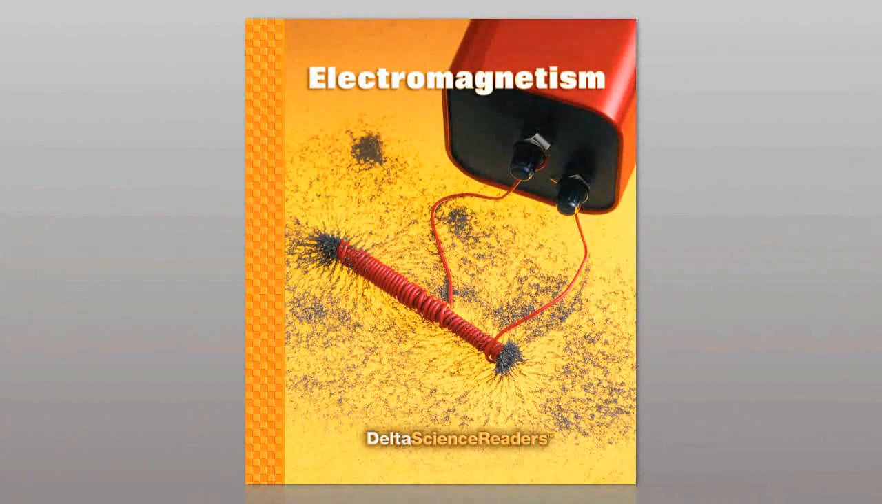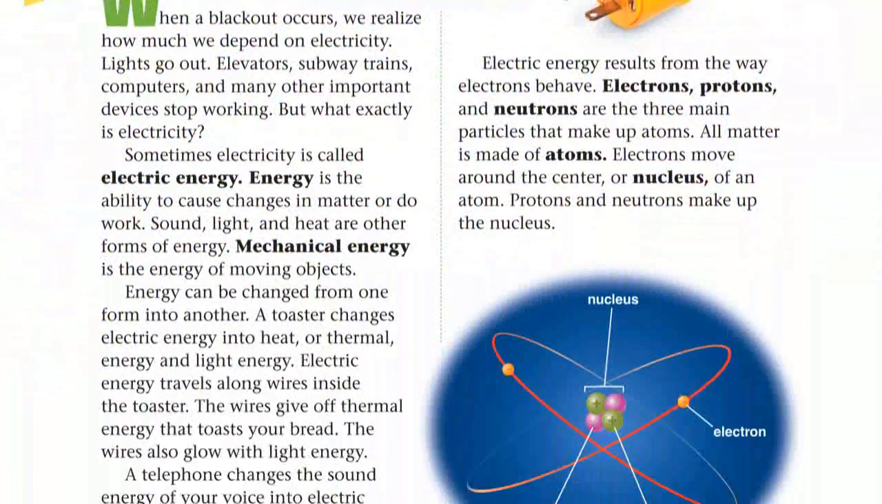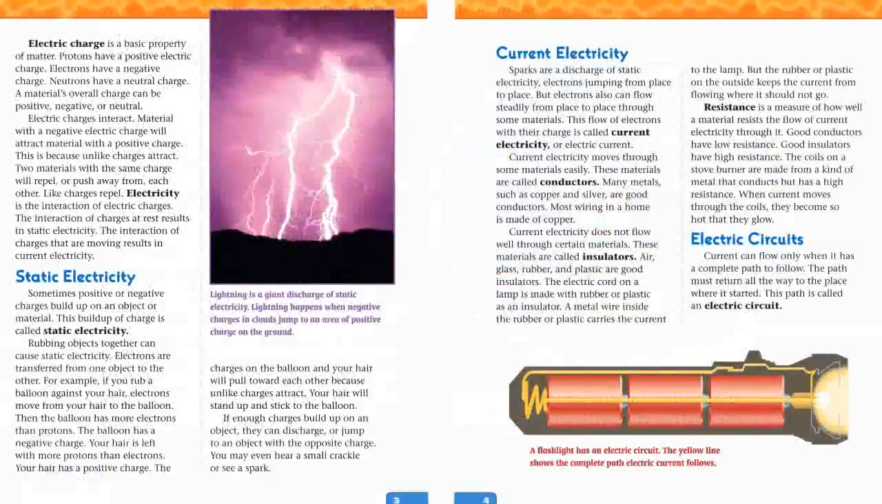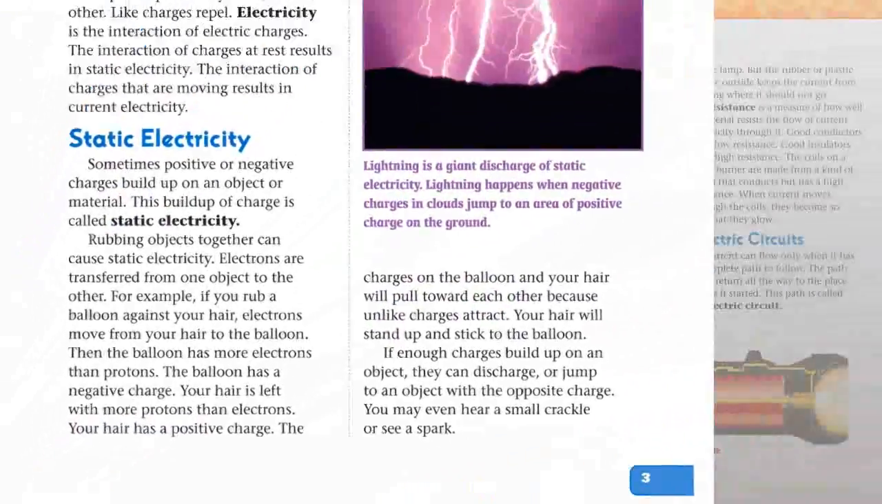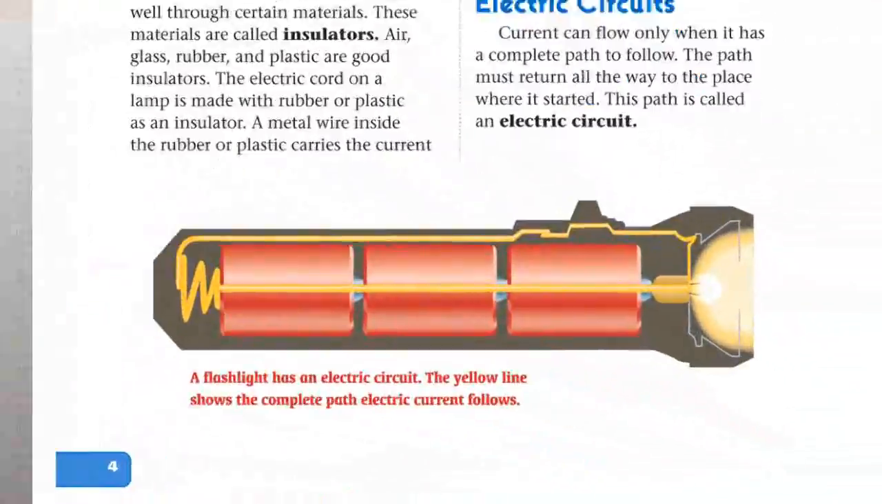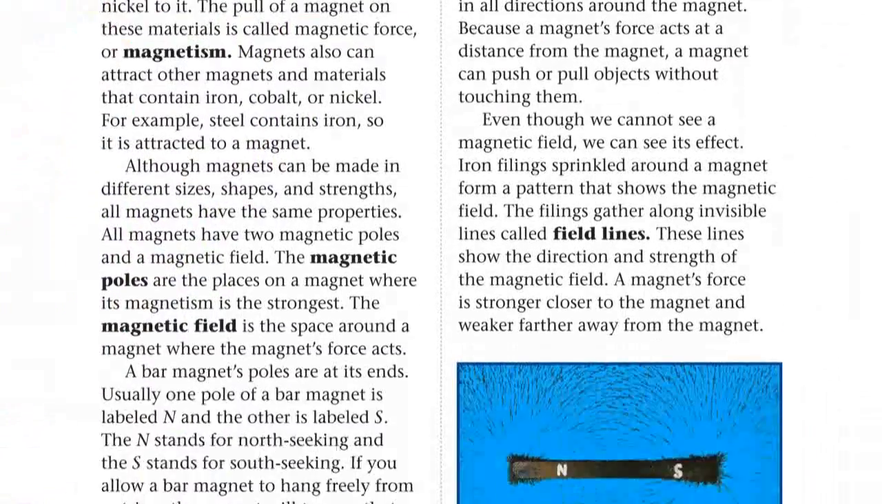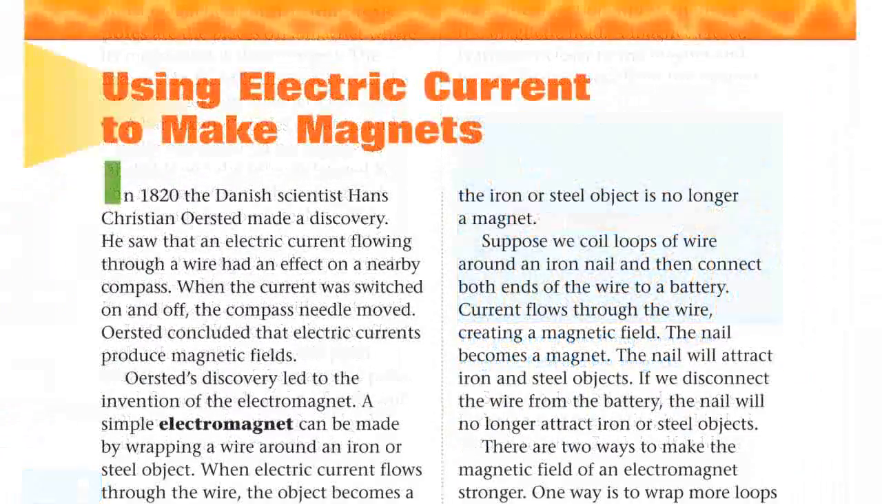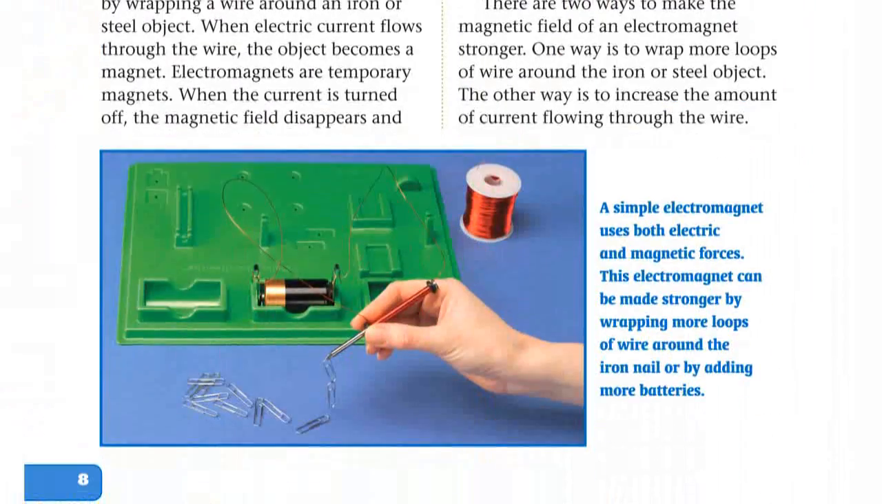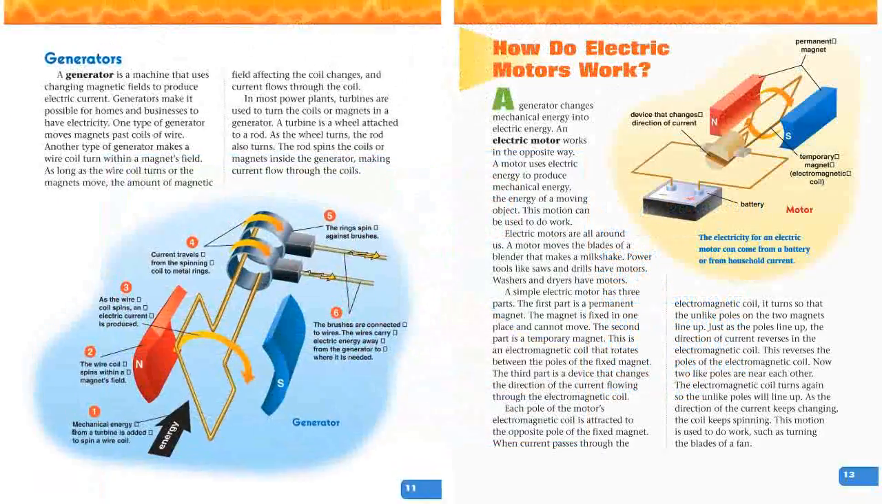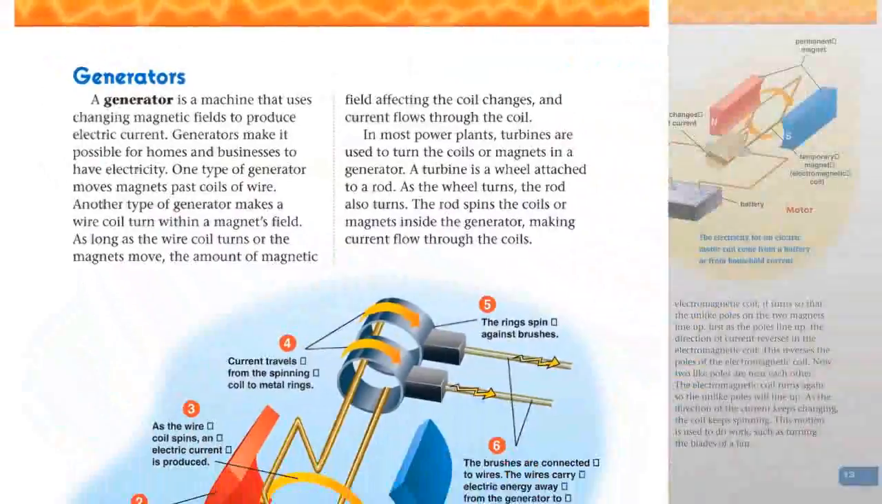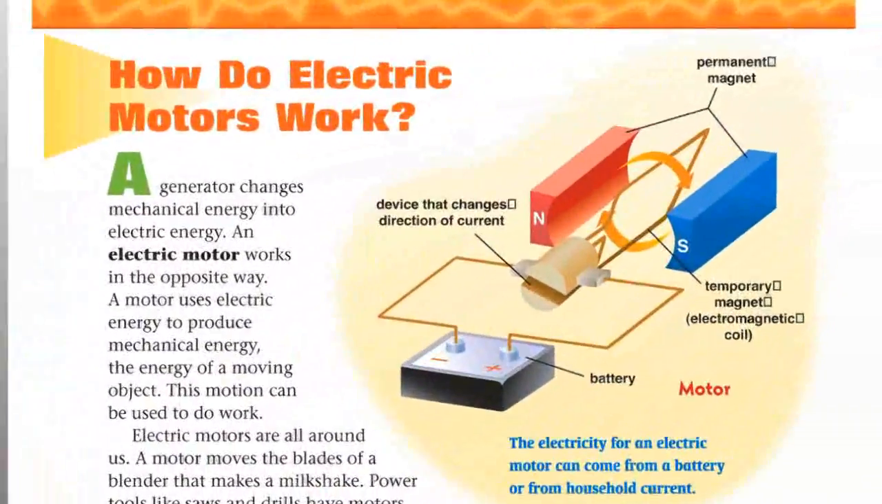In the Delta Science Reader, Electromagnetism, students discover what electricity is and read about static electricity, current electricity, and electric circuits. They learn about magnets and magnetism and discover how electric current is used to make electromagnets. They also find out how generators produce electricity and how electric motors work.